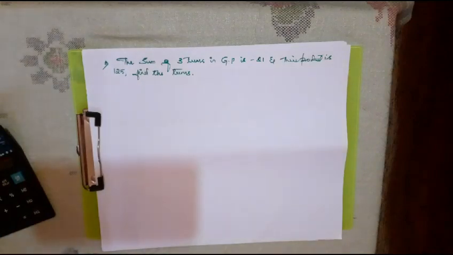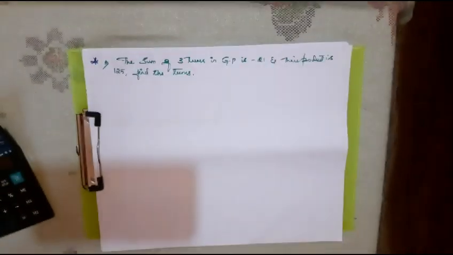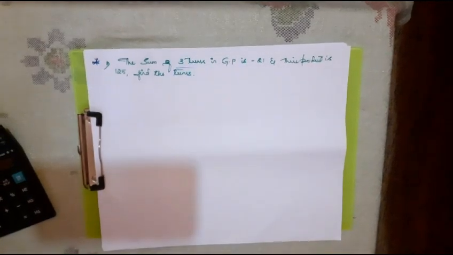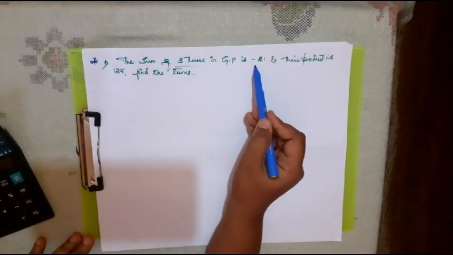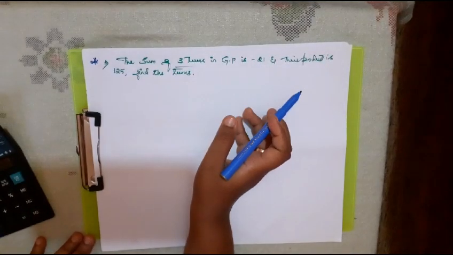The next one: I have solved this kind of sum in arithmetic progression also, and I told you this is a very important sum. In the same way, in geometric progression also they'll ask you to find the 3 terms, so this is also important from the examination point of view. Here the sum of 3 terms in a geometric progression is minus 21 and the product is 125. Find the terms, they asked.